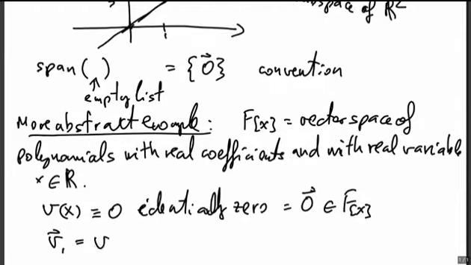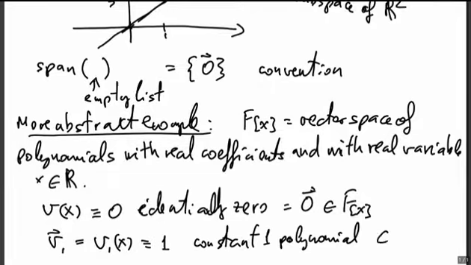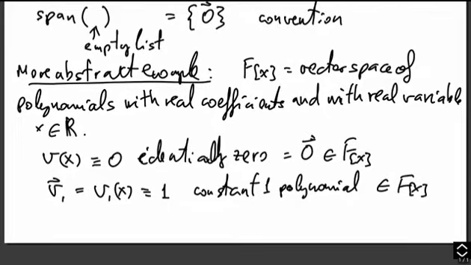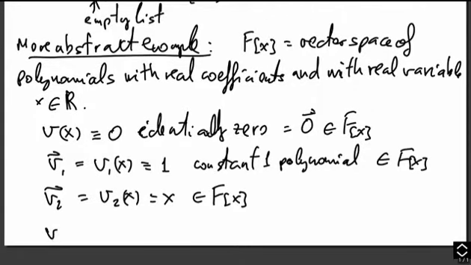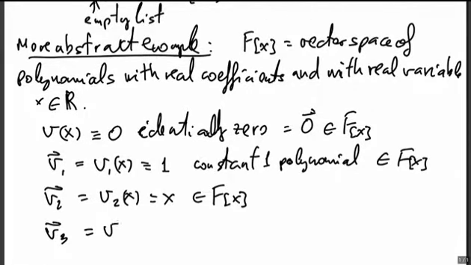Also, for example, if you consider another vector like v1, which is actually a function of x, a polynomial, which is identically 1, the constant 1 polynomial, that's also in the vector space. Or for example, v2, let's say that this is the x function, and this is a polynomial. Or the v3 vector, let's say that this is the polynomial v3(x), that's actually the x squared polynomial.